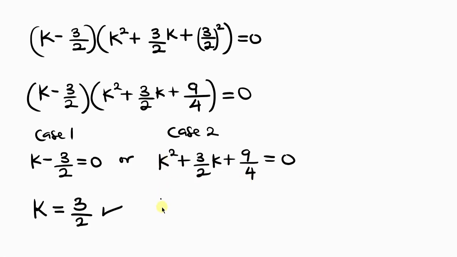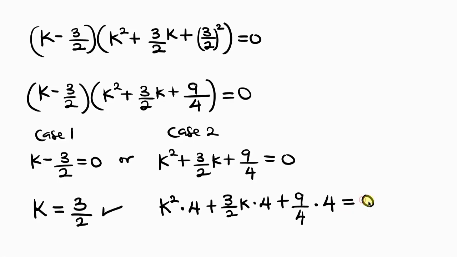So this is k squared. I'll be multiplying k squared by 4 plus this is 3 over 2k. I'll be multiplying 3 over 2k by 4 plus this is 9 over 4. So 9 over 4. I'll be multiplying 9 over 4 by 4. And this is equal to 0. I'll be multiplying 0 by 4. So each of the terms has been multiplied by 4.